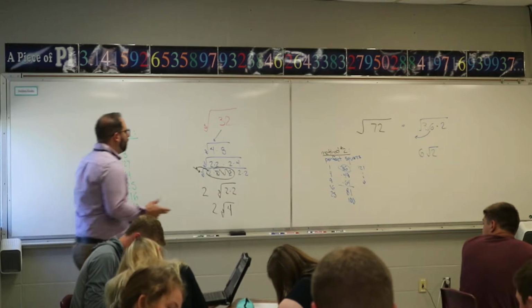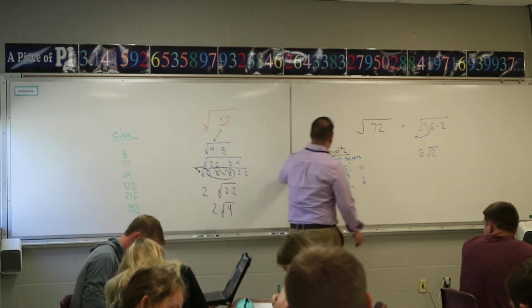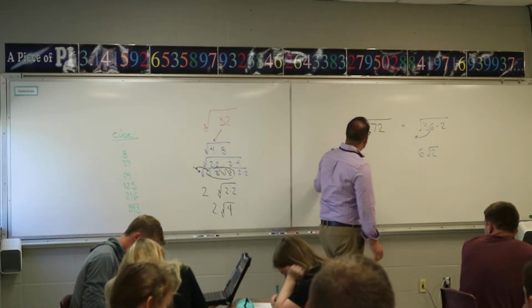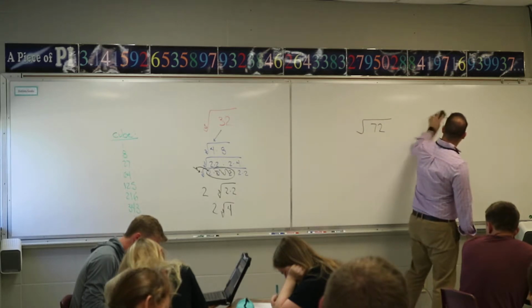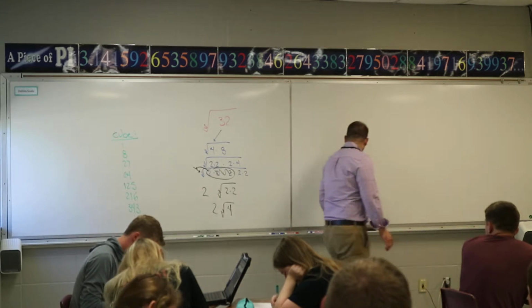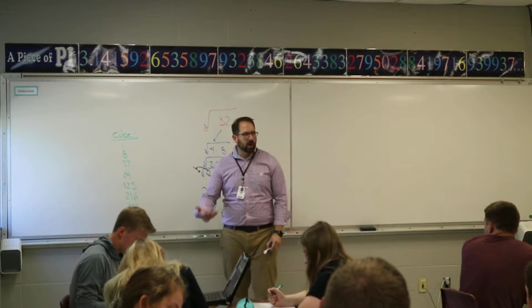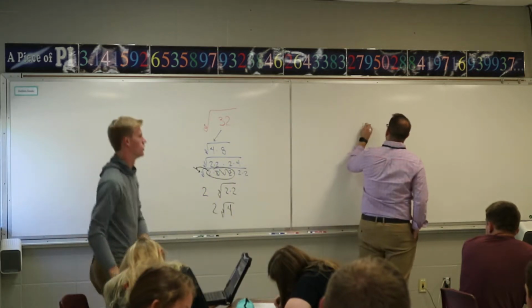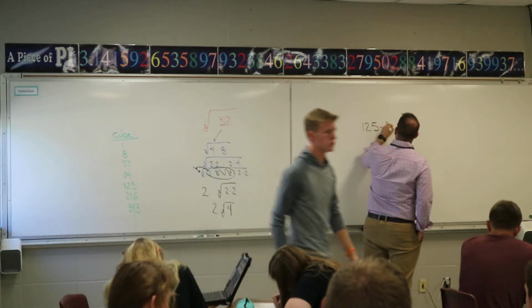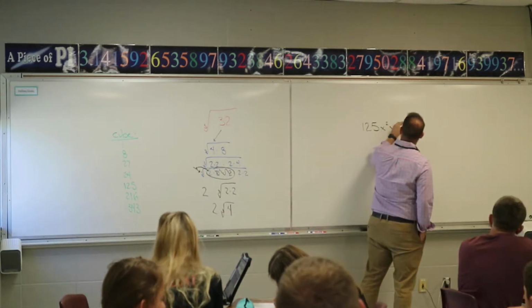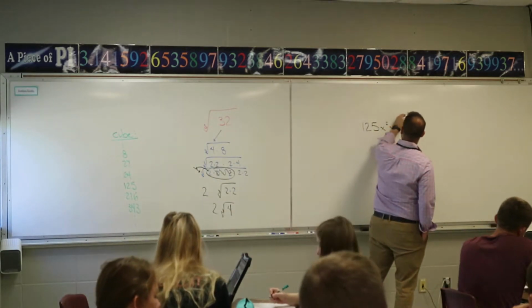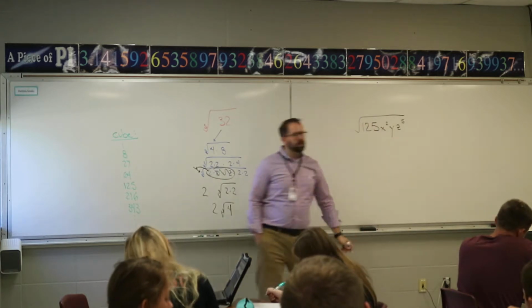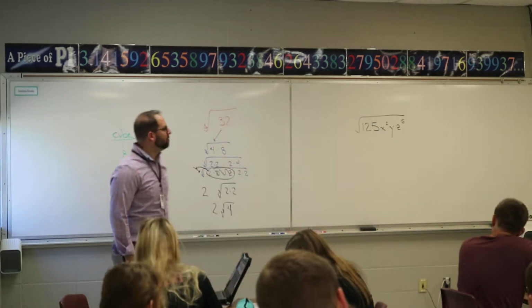All right, now, obviously, we're going to be getting to a point where we have to be able to do this type of stuff, and we have to do it with variables in it. So, for instance, 125 x squared y z to the 5th. And we're doing stuff like that, and we're simplifying.